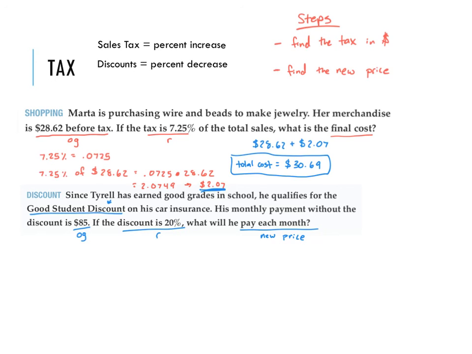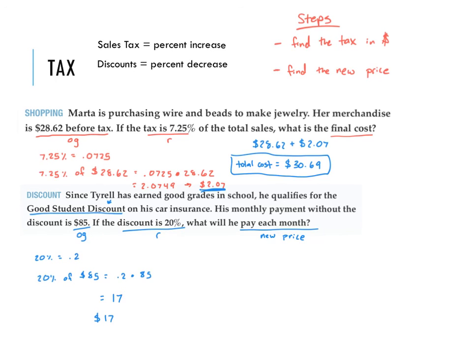So same process as the last problem. First, we have to find our tax in dollars, which means I need to figure out what 20% is as a decimal. So I'm going to move the decimal place up 2 places, and I have 0.2. So that means that 20% of my original amount is going to be equal to 0.2 times 85, which is 17. Which means that I have a $17 discount.